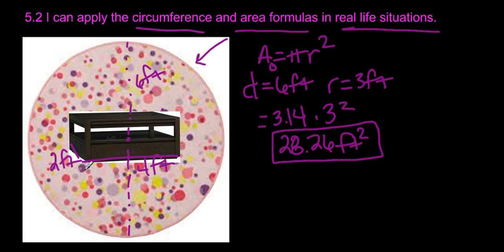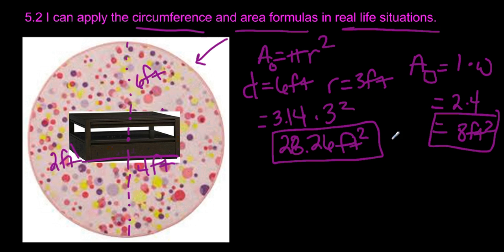And now if I find the area of my coffee table, I know that the area of a rectangle is equal to the length times the width of the rectangle. So I fill in my 2 feet times 4 feet. And 2 times 4 gives me 8 square feet.